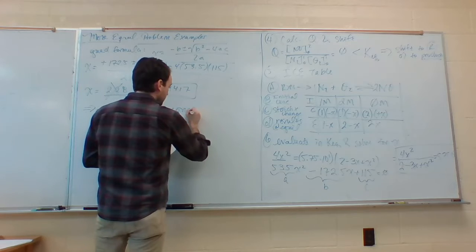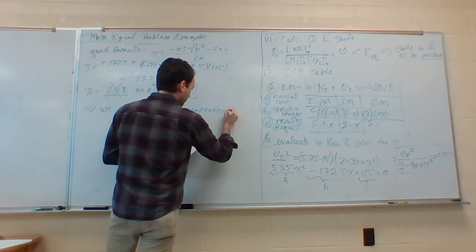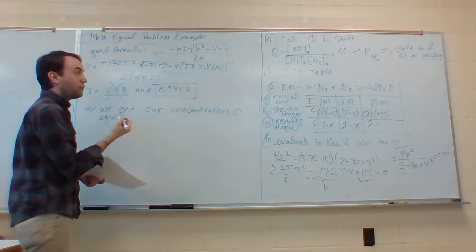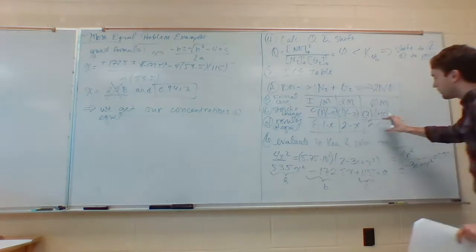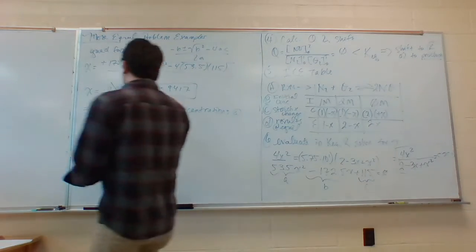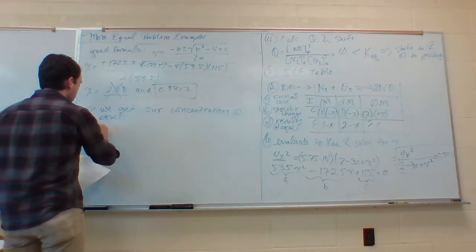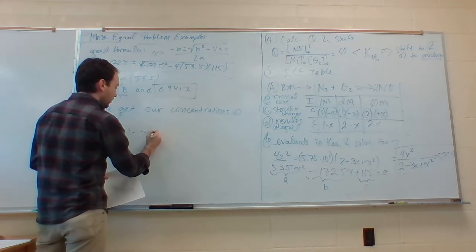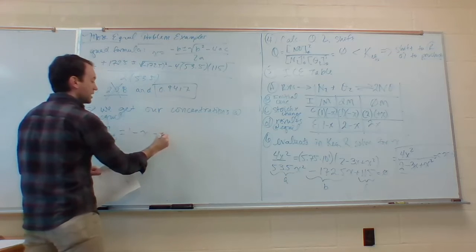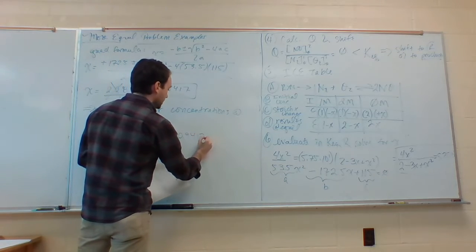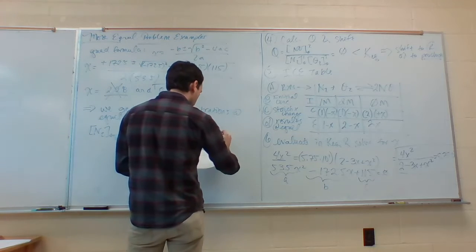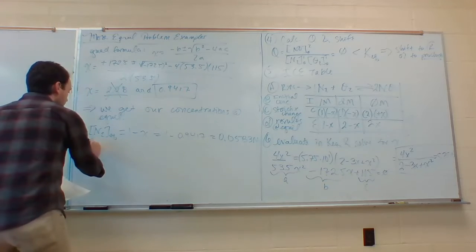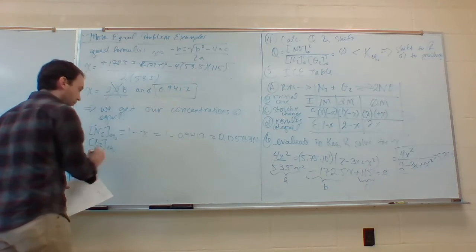All right, that means that we get our concentrations next at equilibrium. Okay, so if we want our equilibrium concentrations, right, these are our equilibrium concentration expressions. So that means that if I want my concentration of N2 at equilibrium, well, that's going to be 1 minus x. Well, if I put in my value of x, that's 1 minus 0.9417, which means that my concentration is equal to 0.0583 molar.